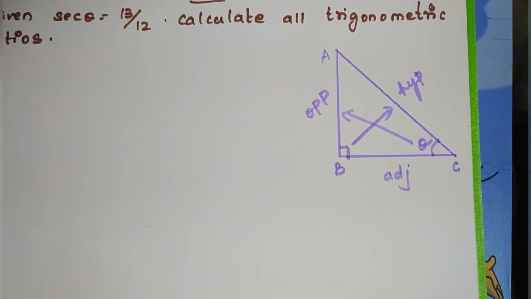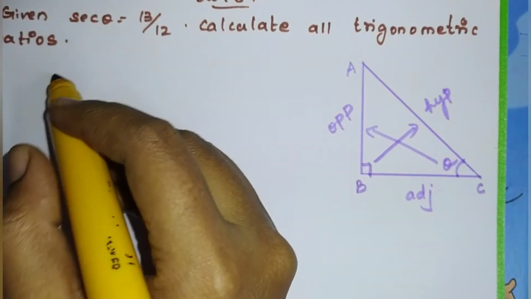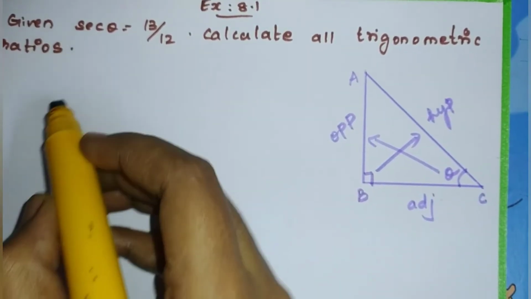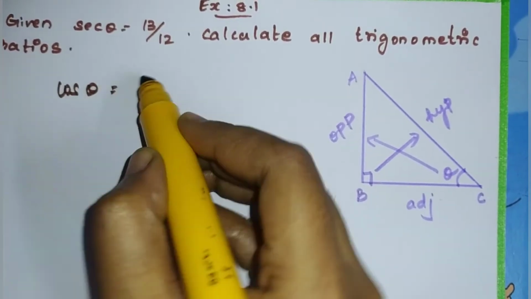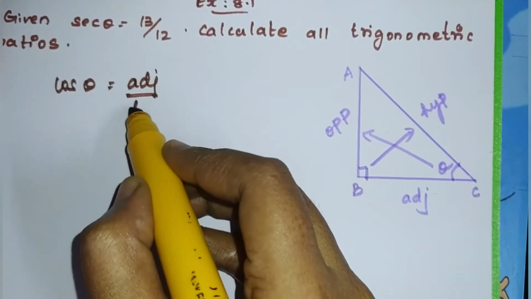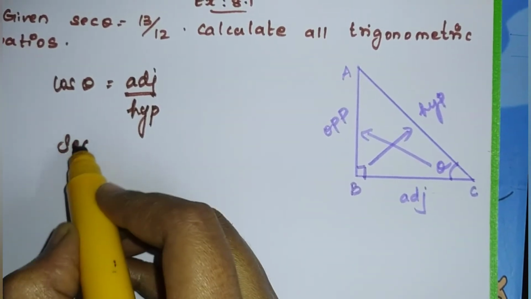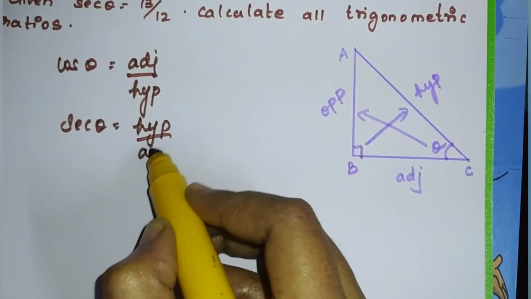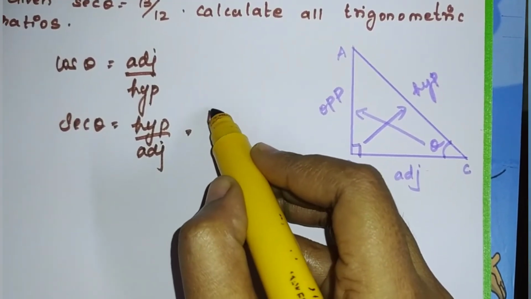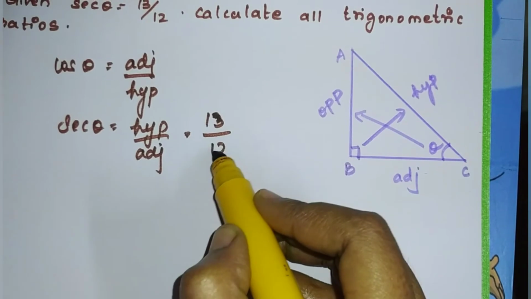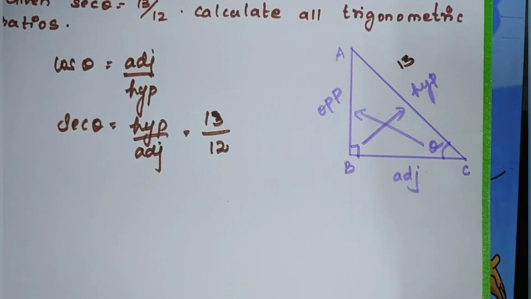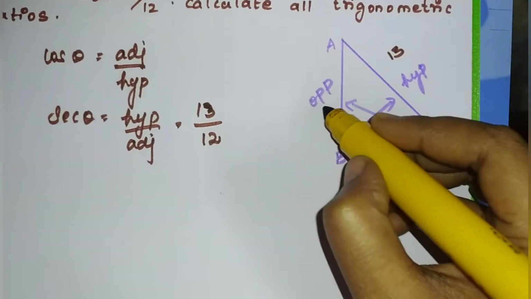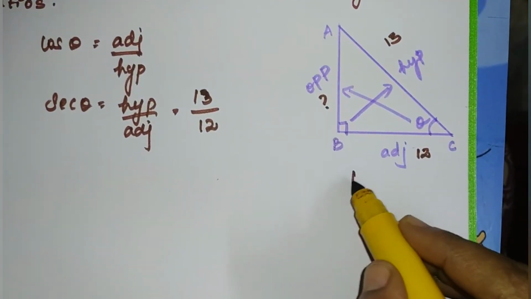First, secant theta. Which one is the reciprocal ratio? Cos theta. So first write the cos theta formula, that is adjacent by hypotenuse. And for secant theta, hypotenuse by adjacent. Secant theta is 13 by 12, so the hypotenuse is 13 and the adjacent is 12. So we have to find the opposite side. How do we find it?